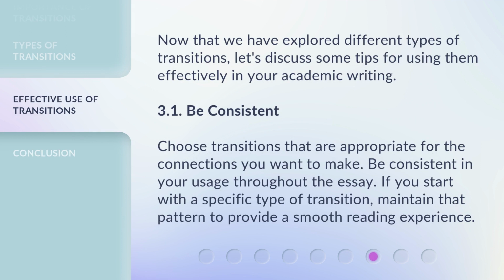Now that we have explored different types of transitions, let's discuss some tips for using them effectively in your academic writing. 3.1. Be consistent. Choose transitions that are appropriate for the connections you want to make. Be consistent in your usage throughout the essay. If you start with a specific type of transition, maintain that pattern to provide a smooth reading experience.